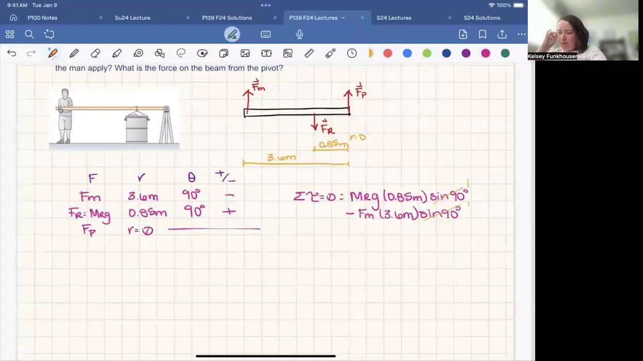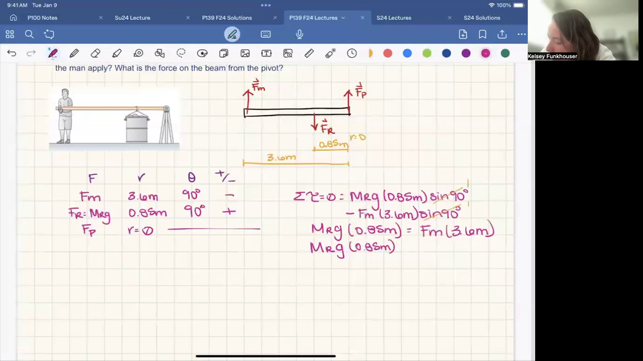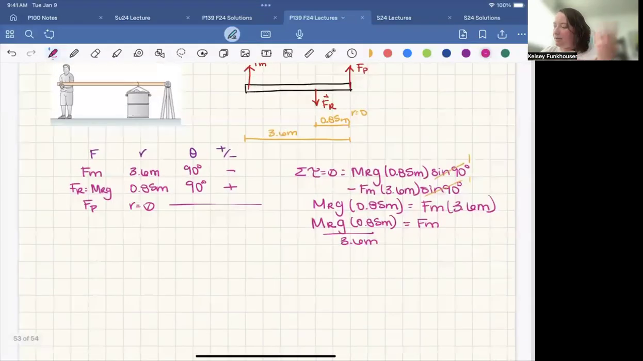And then we're solving for the force of the man, so let's add that times 3.6 to both sides. So we have mass of the rock times G times 0.85 meters equals the force the man applies at his distance of 3.6 meters. Okay, and then we divide that 3.6 on both sides. So we end up with the mass of the rock times G times 0.85 meters divided by 3.6 meters equals the force the man applies. Okay, now let's just plug it in.